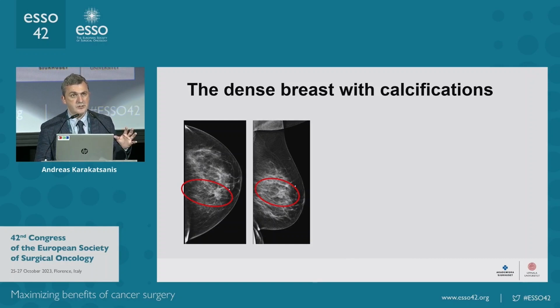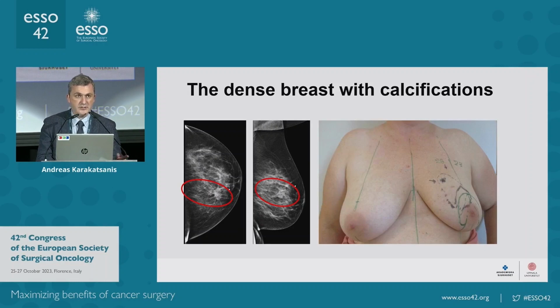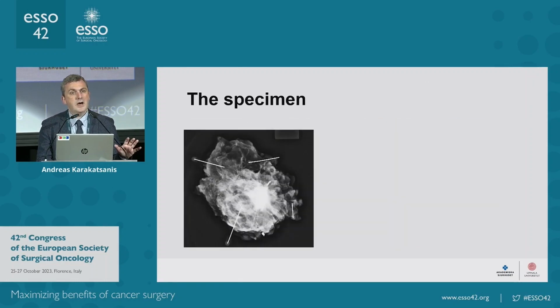There is a big solid lesion in the upper inner quadrant, followed by microcalcifications going up and parasternally, as you see in the picture. And this is how the lady looked, and she wanted breast conservation, of course. So this is how a traditional specimen looks.